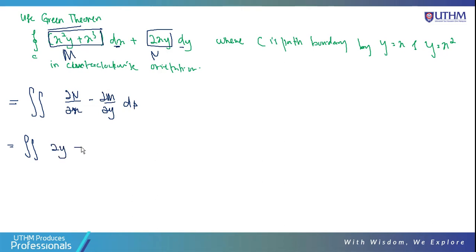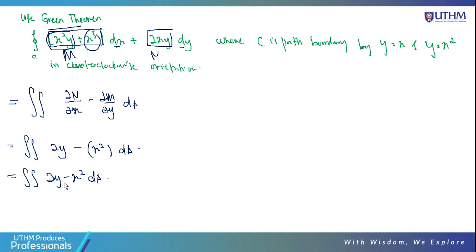Minus, now M with respect to y. You look here, y, so it leaves the partial with respect to y, so x squared. So does this one have y? No, zero. So it leaves dA. Okay, done. So this one is the double integral of (2y minus x squared) dA. So this one is settled.